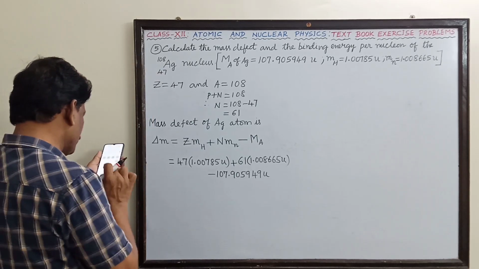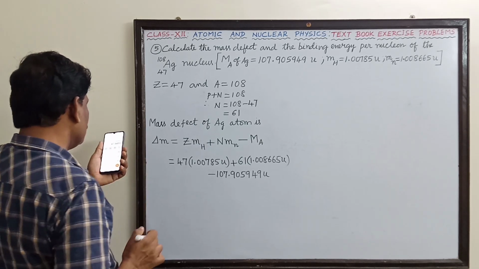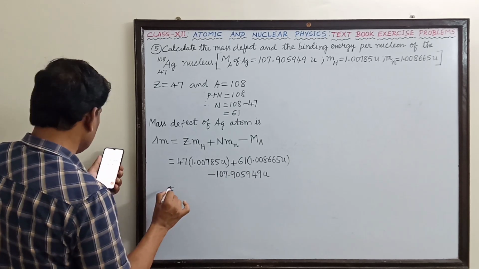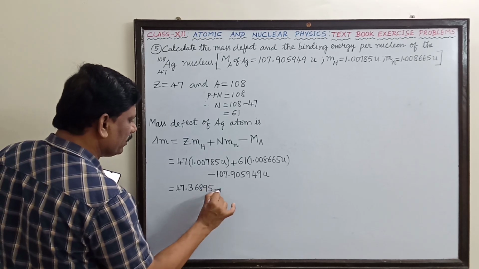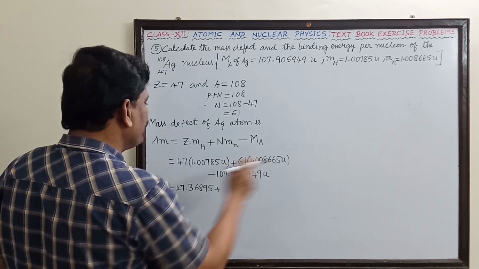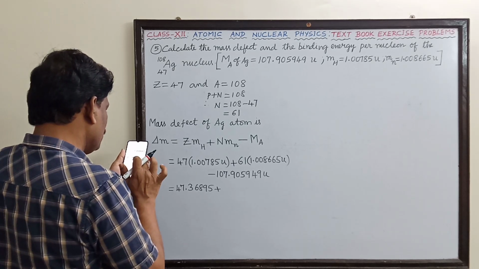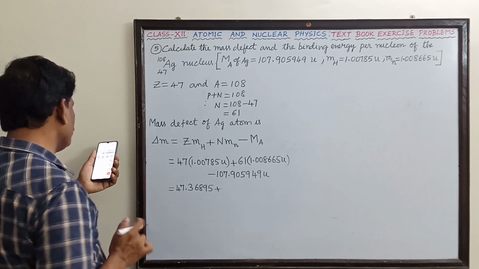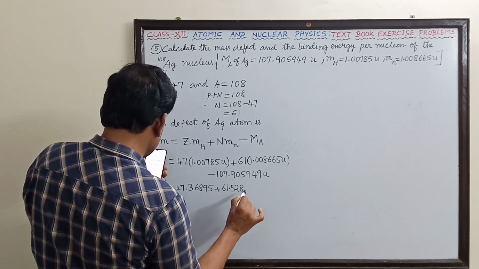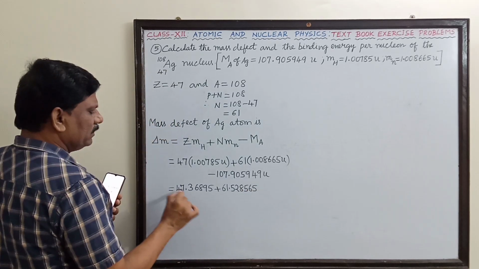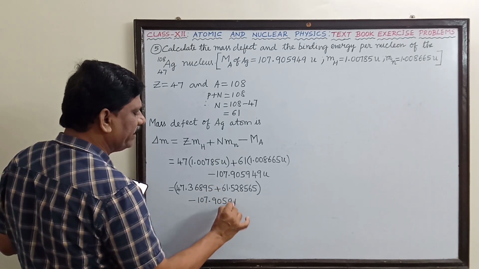Now we are going to use the calculator. So 47 multiplied by 1.00785. Now all the digits let us write. So this is equal to 47.36895. Plus 61 multiplied by this number, 1.0086658 multiplied by 61. So this is now equal to 61.5252865. This is to be added, minus this 107.905949.